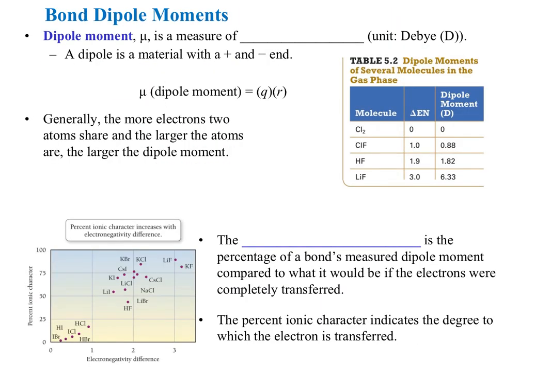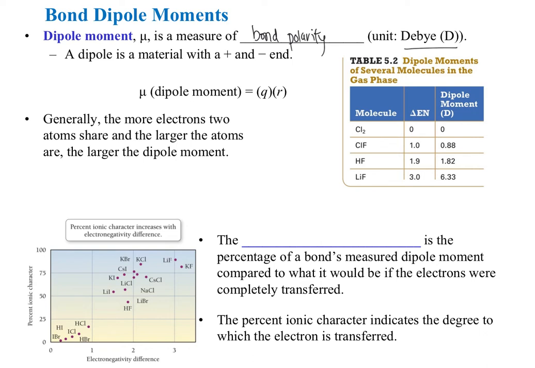So a dipole moment, mu, is the measure of the bond polarity. We're not going to actually calculate that in the class, but it is a way that scientists can measure it. It's been measured with the Debye. It's when we have that positive and negative end.